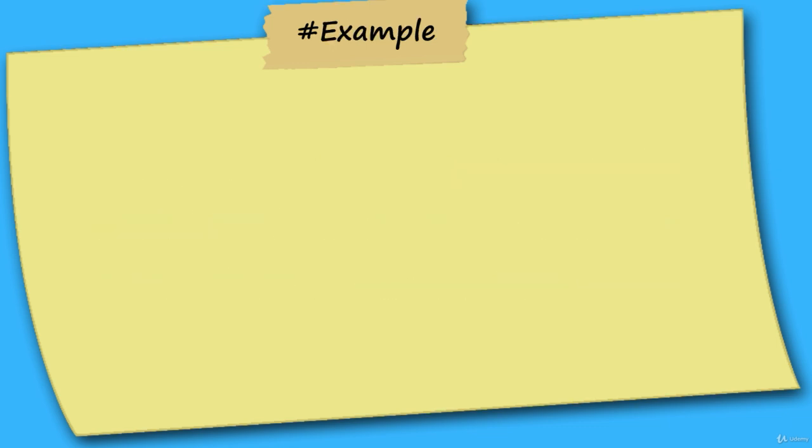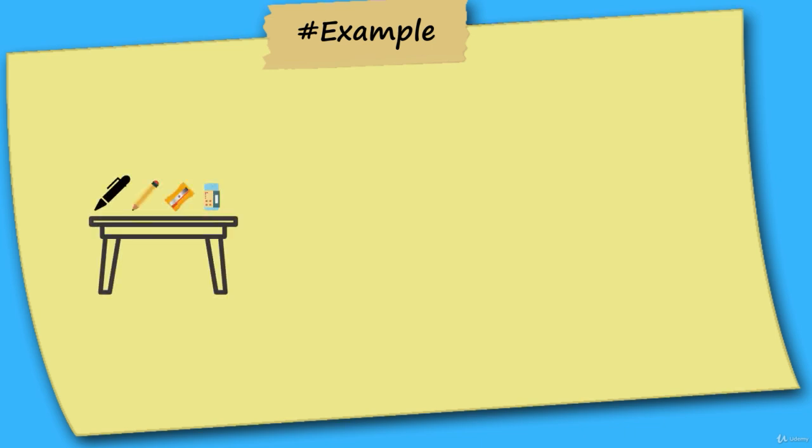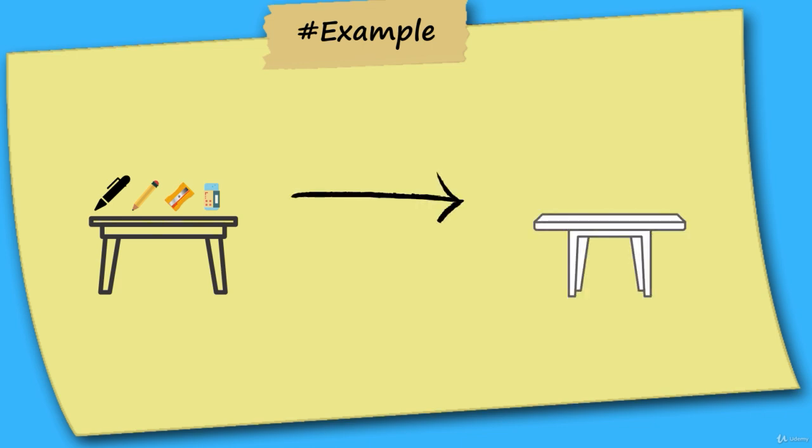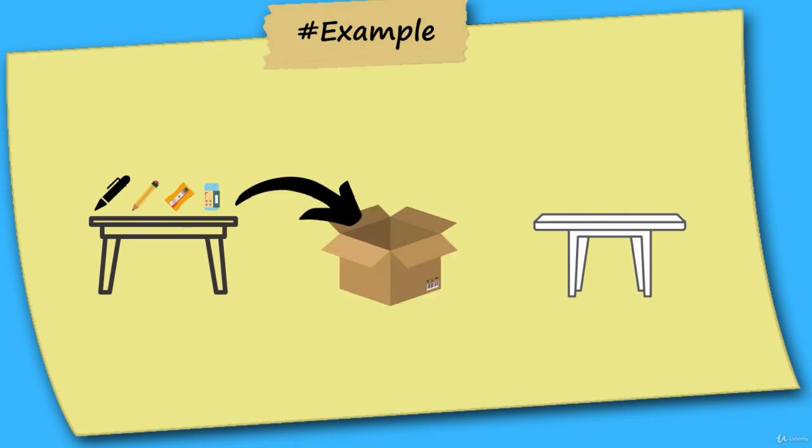Let's take a simple example. If we have a table on which we have pen, pencils, sharpeners, erasers, and 20 other things, and you want to take all the things from one place to another, it's better that you have a box or a kind of container, so you put everything in it and shift it wherever you want to.